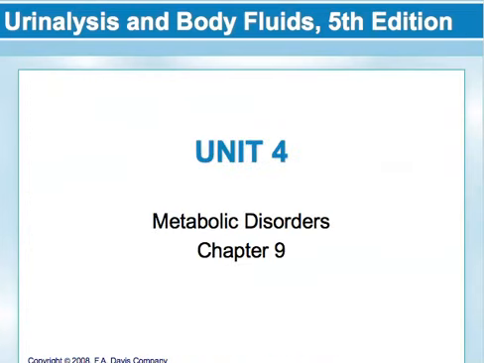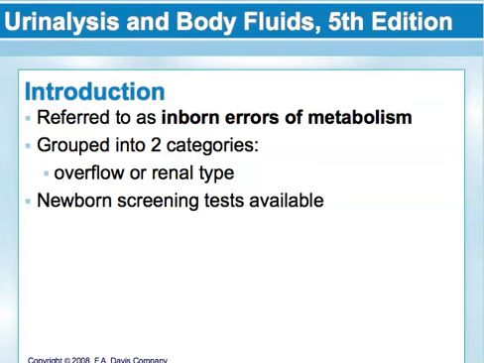Okay, the next section in this lecture, we're going to talk about metabolic disorders. So many abnormal urinalysis results are related to metabolic disorders, also referred to as inborn errors of metabolism, and that's because many are caused by failure to inherit the gene to produce a particular enzyme that is needed for metabolism of a particular substance. So they're grouped into two categories. They're either going to be of the overflow type or the renal type.